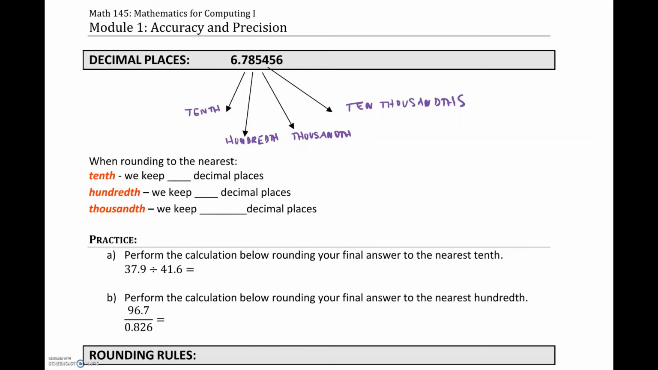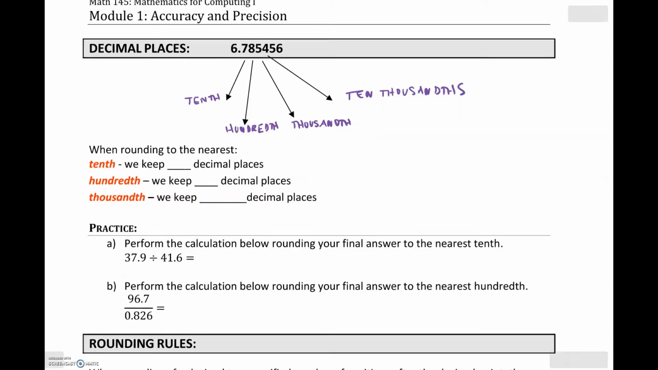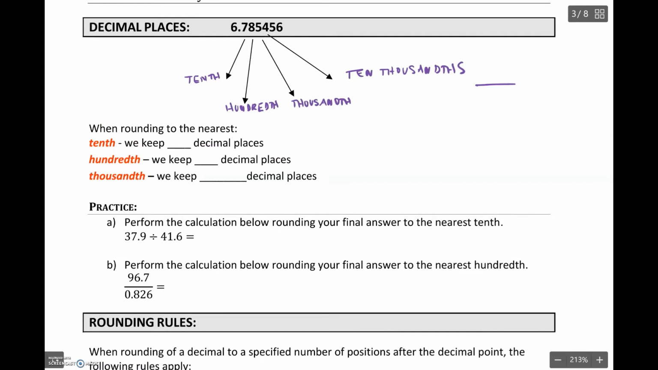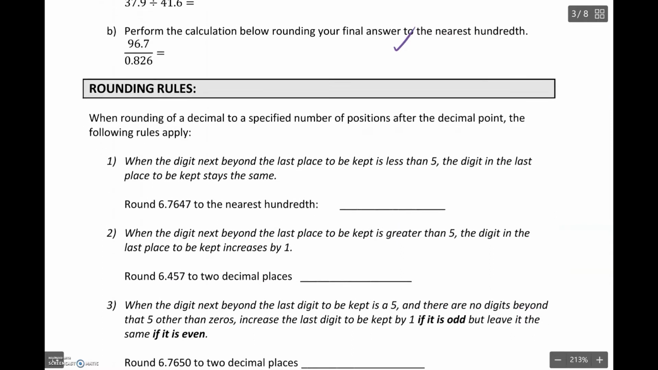The next thing we'll be looking at is how to round numbers. Just looking here, we'll see what we mean by tenths, hundredths, thousandths, and 10,000ths. So if we're rounding to the nearest tenth, we only keep 1 decimal place. Hundredth, we're keeping 2, and thousandths, 3. These 2 examples you'll see in your solutions posted on D12.